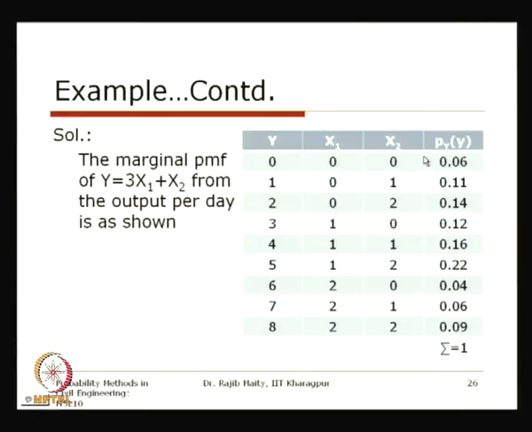So, this is the PMF for y, and y can take 9 discrete values and their corresponding probabilities are shown in the last column of this table. So, this is for the discrete case, and this is a very small problem where we can just pick up the corresponding values directly.